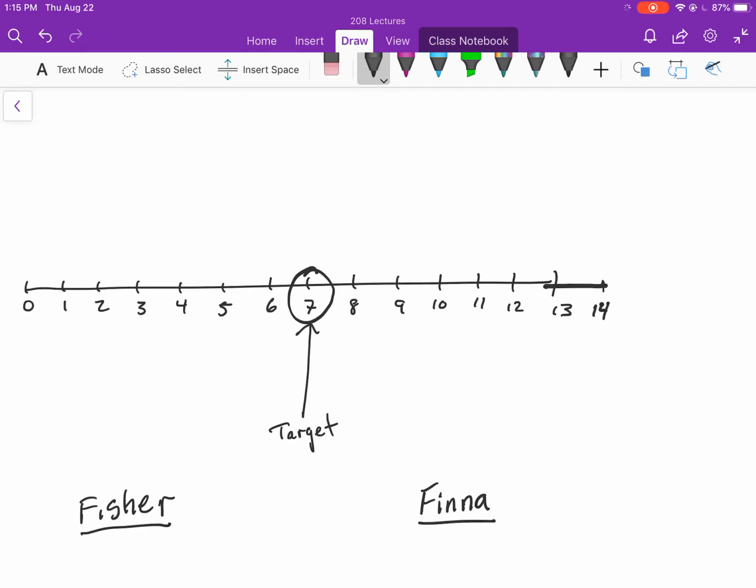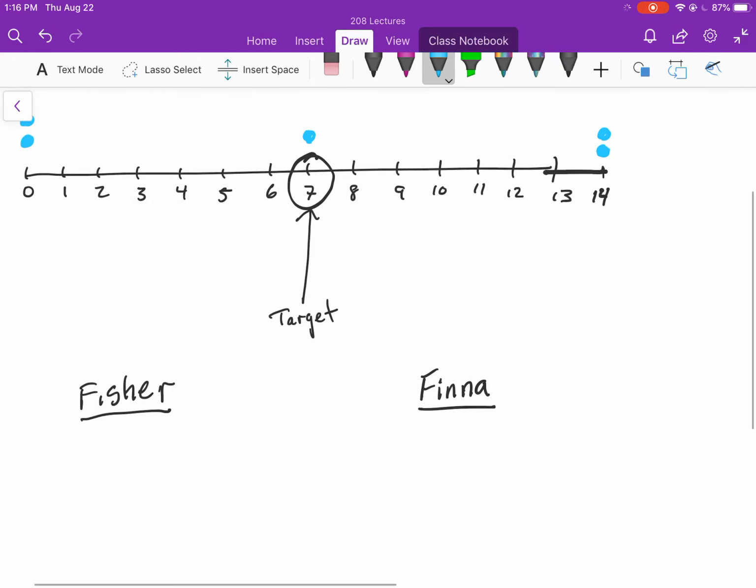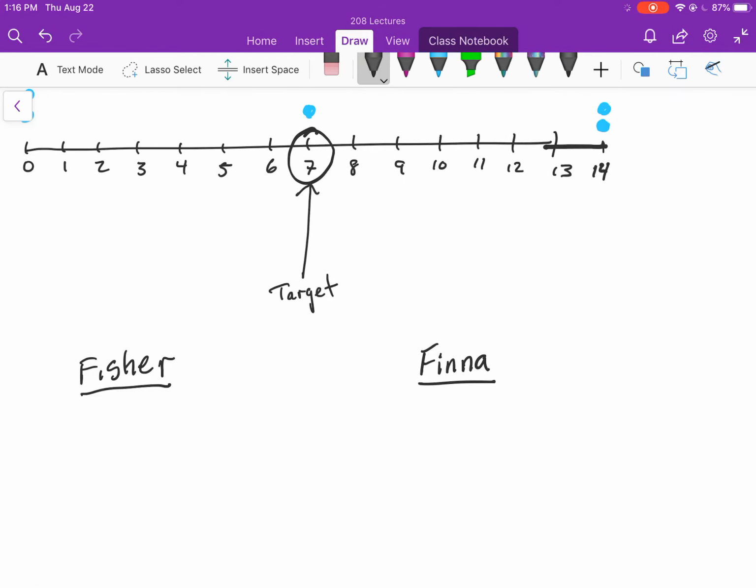And the first one, Fisher's going to throw his first dart, and I'm going to make Fisher's darts be these blue ones here. Fisher's going to land right here at the 7. And then his next toss is going to be way down here at the 0. His next one is way up here at the 14. His next one is way down here at the 0. And his next one's up here at the 14. And so that's Fisher's score. And I'm going to write his score down here like this. 7, 0, 0, 14, 14.